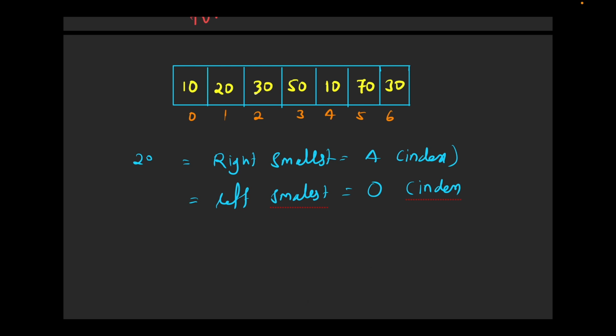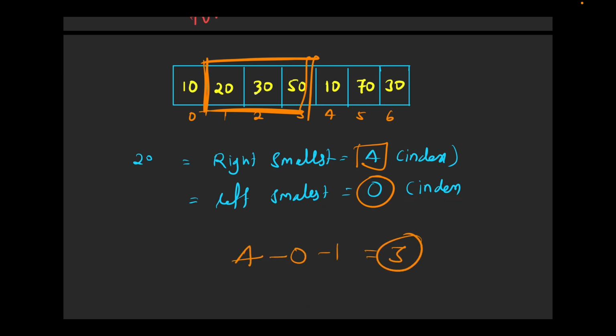Now I want to figure out the window size for which 20 is the smallest. By the naked eye, I can see that 20 is smaller for this window, which is of size 3. But I got the next smallest element at index 4 and the previous smallest element at index 0. So I can do 4 minus 0 minus 1, which is nothing but 3. So 20 is smaller for a window size of 3, whatever the color I marked it.